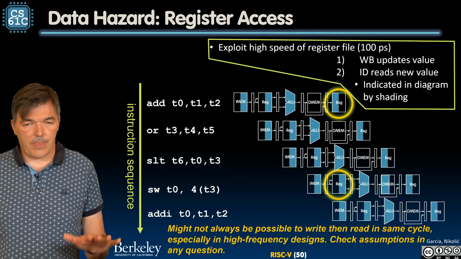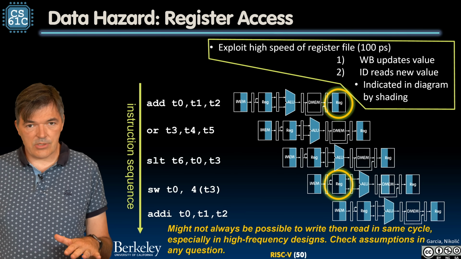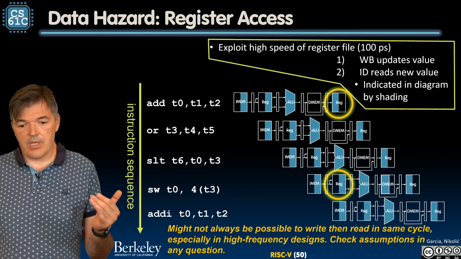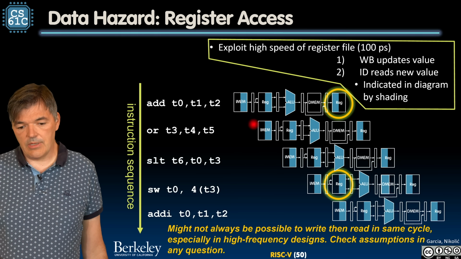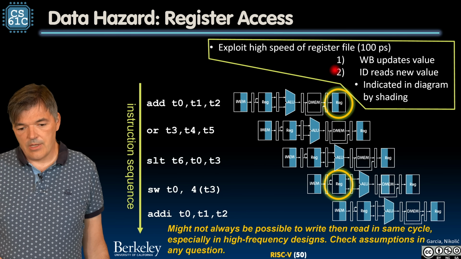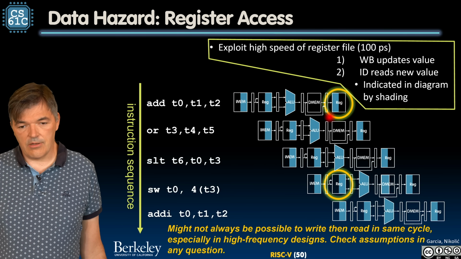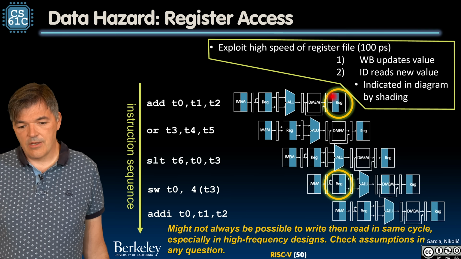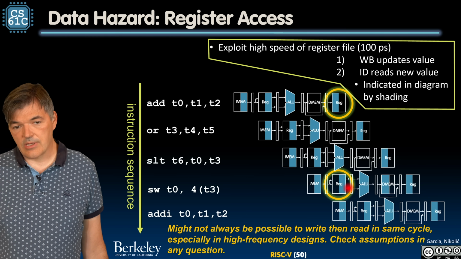So if that is true, the write-back stage will update the value in the register, and the next instruction that is accessing it during the instruction decode is going to get the new value. And that will be indicated in this diagram, where we have the write-back phase of the add shading the first part, the left-hand part of the register access, and then the store word shades the right-hand side.